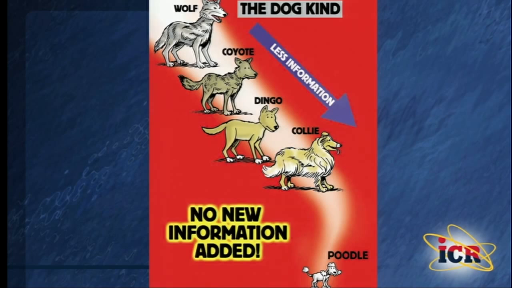But you see, this isn't evolution, is it? Because we haven't gained any new information. We've actually lost information, haven't we? We've lost some instructions, and that's why the poodle has the problems that it does.